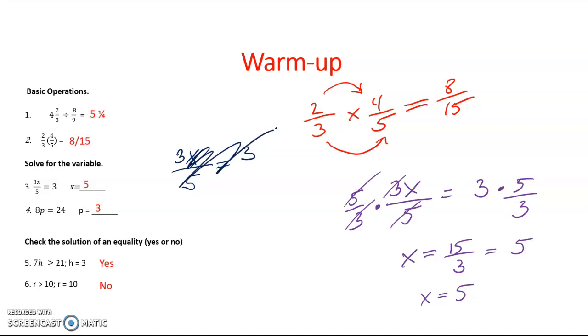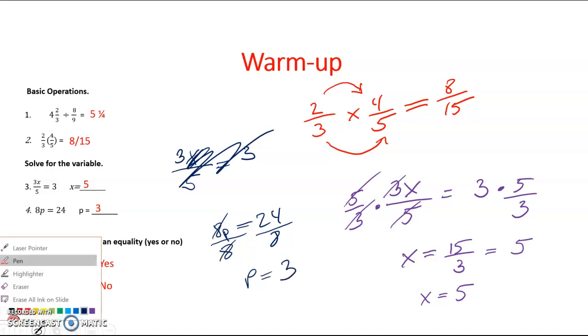All right. I'm on number 4. 8P equals 24. So I'm going to divide both sides by 8. These cancel each other out, and I'm left with P equals 3, because 24 divided by 8 is 3. All right. So I'm going to go and erase that.